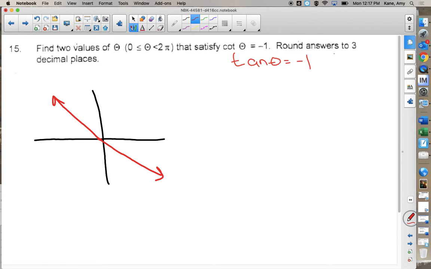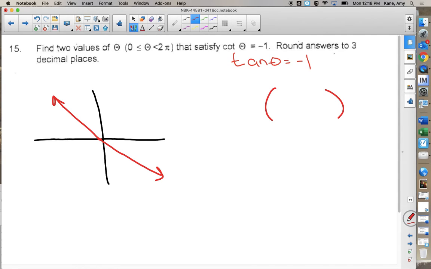This says that you can round to 3 decimal places. However, you could get this as an exact answer as well if you prefer. When on the unit circle would the tangent be equal to -1? Why would a number be equal to -1? Think of the ordered pairs that we just went through. Asher? The x and y are the same except for negative.